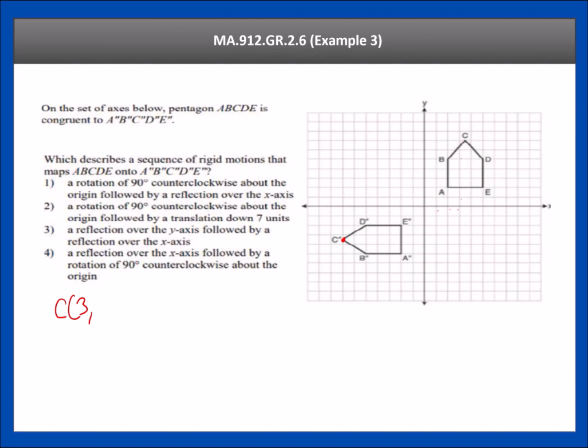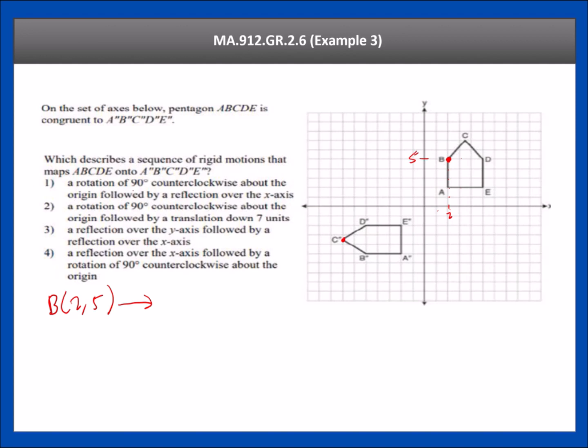Oh, actually, C is at a weird location, so let's not do C. Let's do one that's easy to find. Let's not do A, because A has the same coordinates, (2, 2), and it's really hard to keep track if they're really the same number. Let's do B. So B is (2, 5). And then we know that, okay, let's look at choice 1 here.